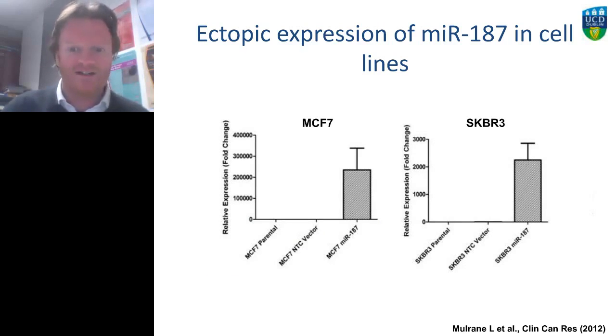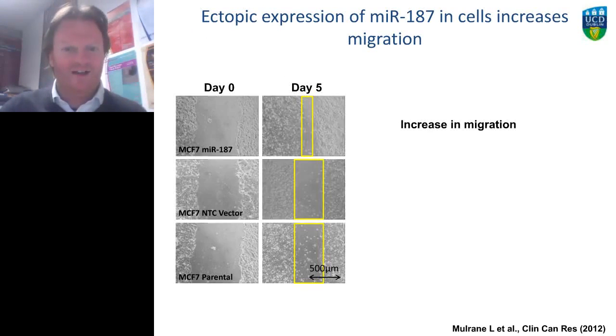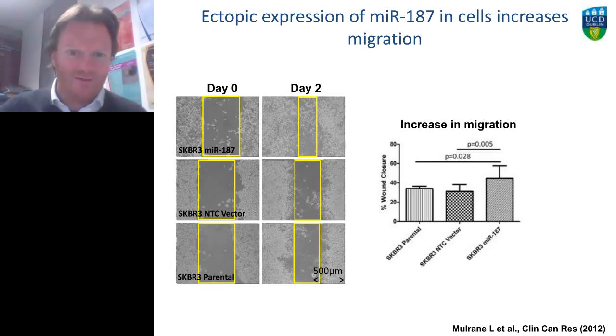We also picked a second cell line, SKBR3, and expressed it in those, and then looked phenotypically at what effect it has. So when we switch on miR187 in these cells, it makes both MCF7 cells and SKBR3 cells grow more and be more tumorigenic. It affects their migration and it makes them close a wound faster, it makes them more migratory.